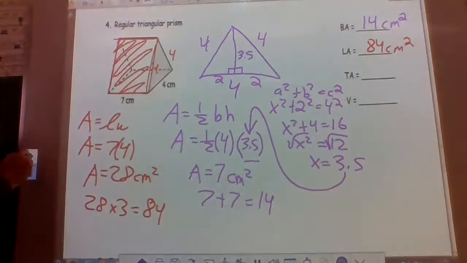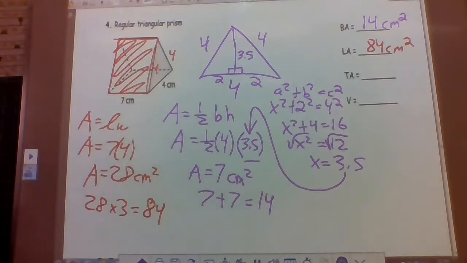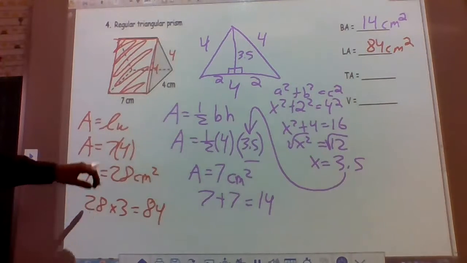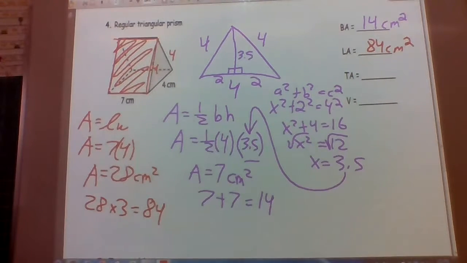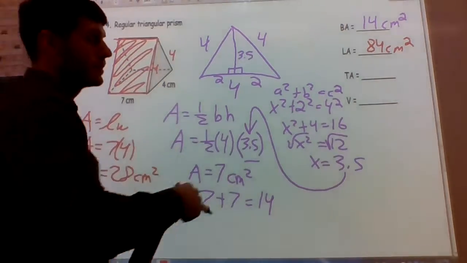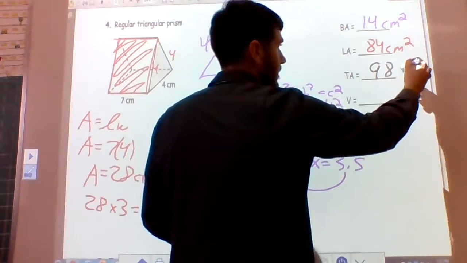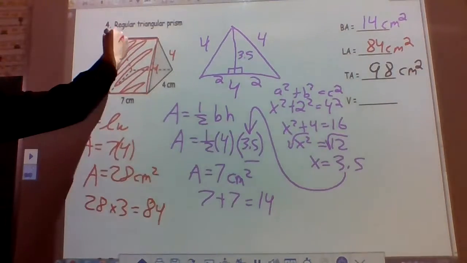Total area is our base areas, our 2 bases added together, plus the lateral area. So if we add the 3 rectangles together, that's 28 plus 28 plus 28 plus the 2 bases, 7 plus 7. That should give us 98. Or we can add our base areas to our lateral area, and we get 98. Again, centimeters squared.